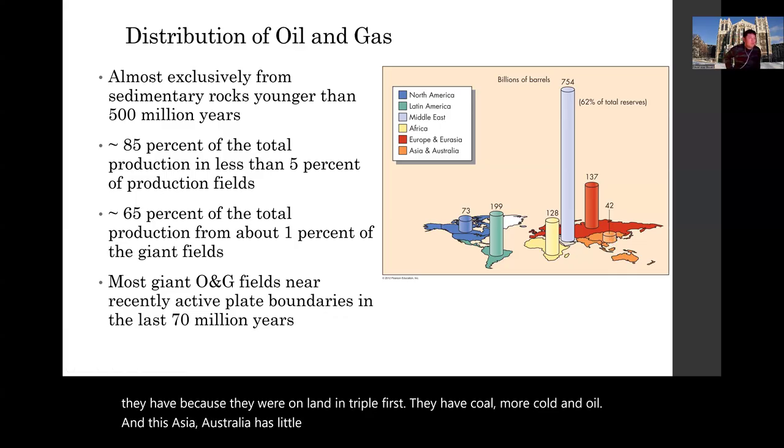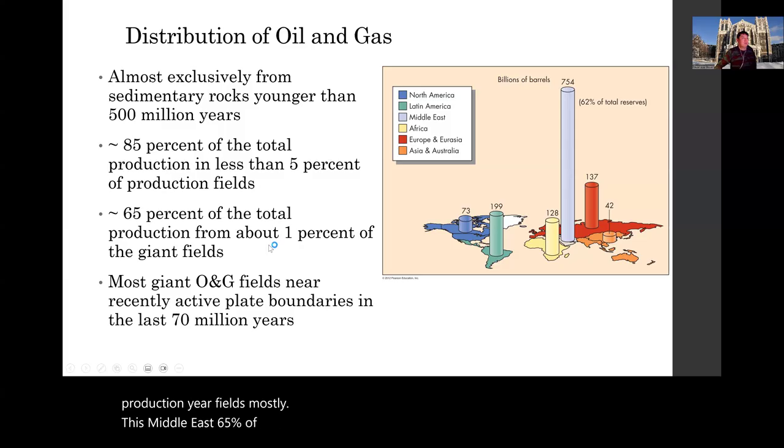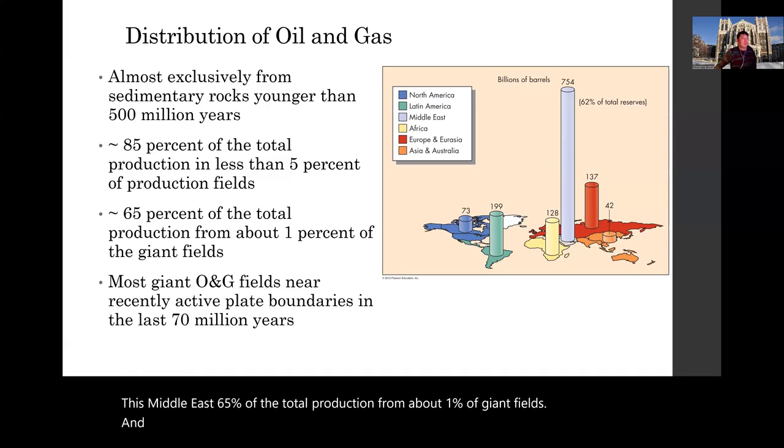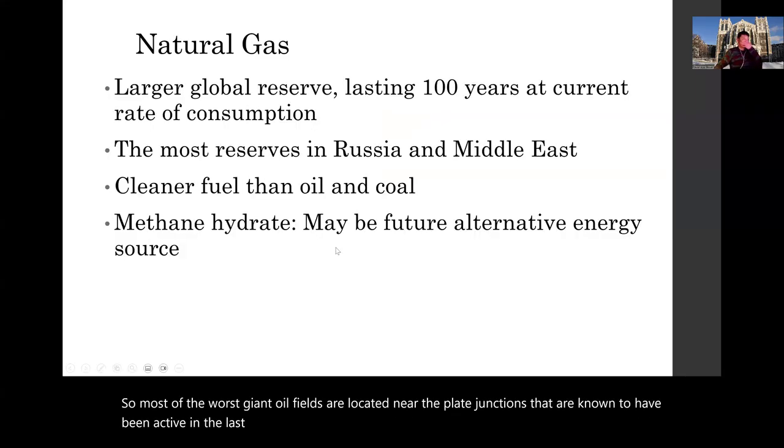85% of the total production comes from less than 5% of the production fields, mostly in the Middle East. 65% of the total production is from about 1% of giant fields. And most giant oil and gas fields are near recently active plate boundaries in the last 70 million years. So most of the world's giant oil fields are located near plate junctions that are known to have been active in the last 70 million years.